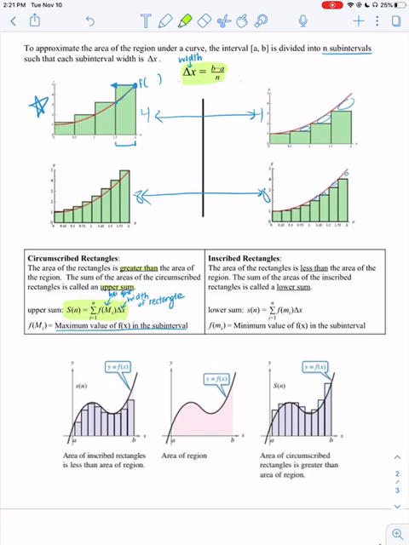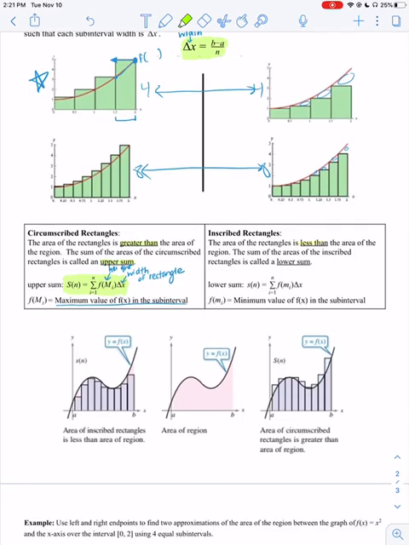Similarly, you have the inscribed rectangles. The difference here is that it's a lower sum and that you're working with the minimum value on the interval. So again, here we have this minimum value was the one that was chosen for the height, rather than on the left side, you see the maximum value was chosen for the height.